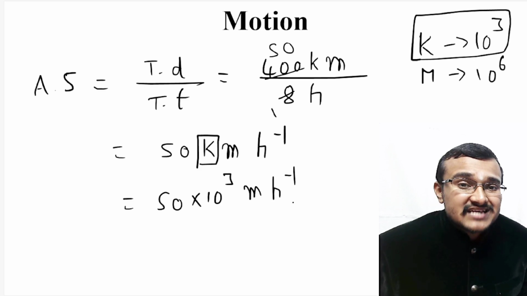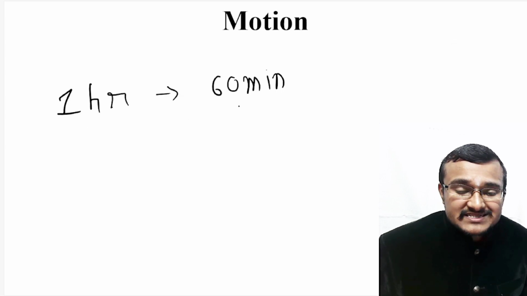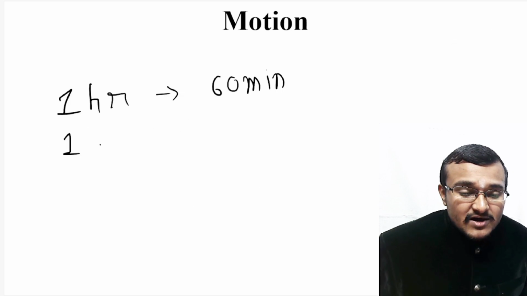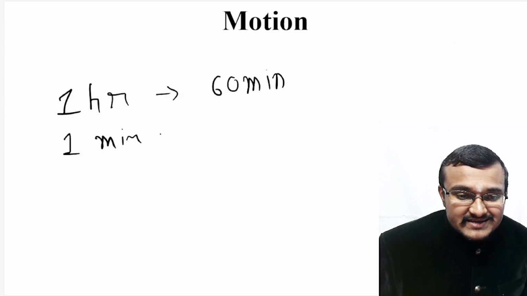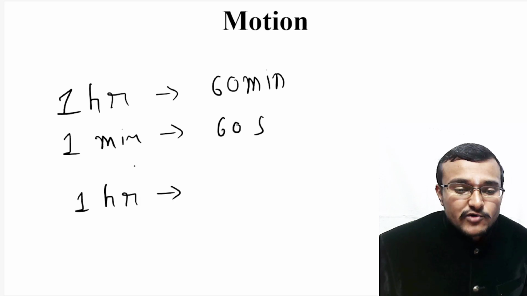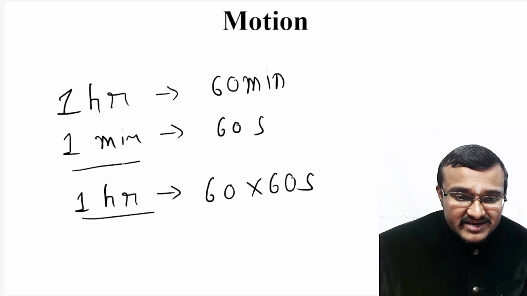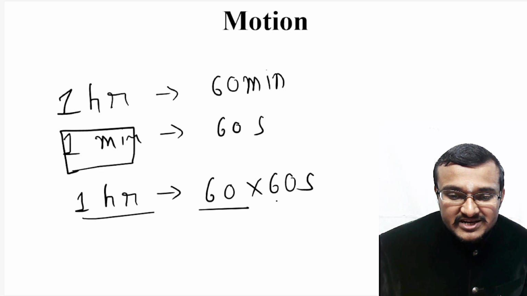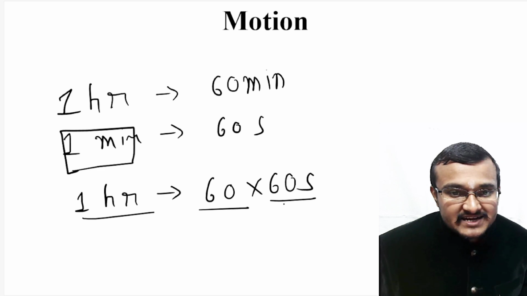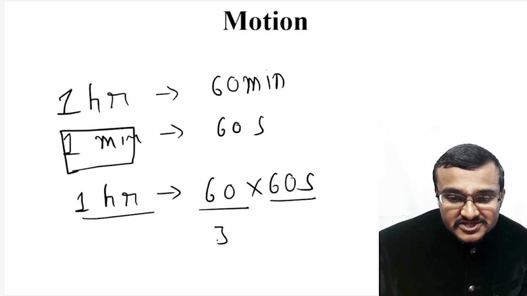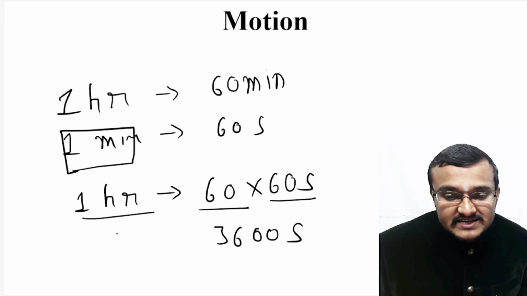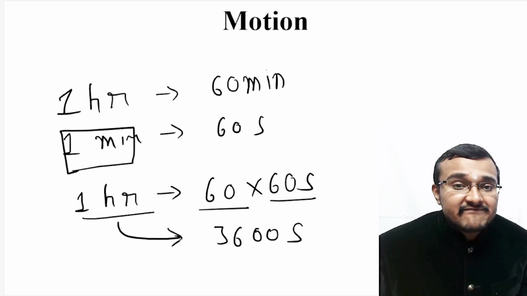So how do you convert this hour? You all know that 1 hour is equal to 60 minutes and 1 minute is equal to 60 seconds. Now if you want to calculate 1 hour in seconds, then 1 hour will be equal to 60 into 60 seconds, since 1 minute is equal to 60 seconds, so 60 minutes will be equal to 60 into 60 seconds. What is 60 into 60? 60 into 60 is 3600 seconds. So in 1 hour you have 3600 seconds.